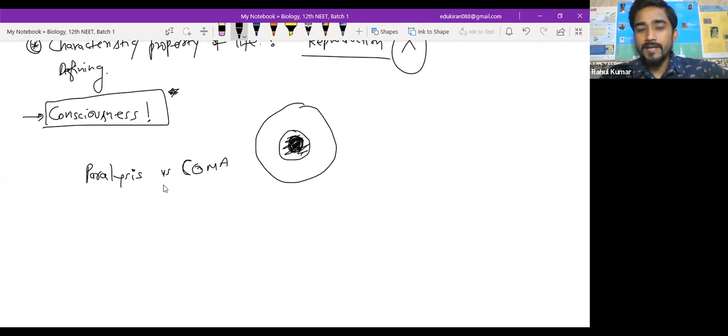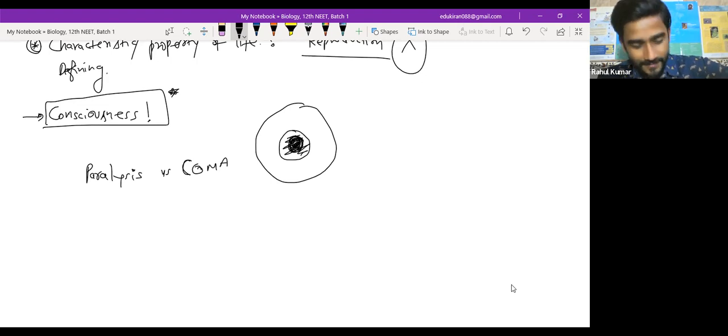So a person in paralysis is also aware about the surroundings, right? But suppose there is a full body paralysis, then the person will not be able to show any locomotor response, any movement. Now, how is it different from coma? Or is it similar to coma? I guess it is similar. Okay, so Saifullah thinks that it's similar. Anyone who believes otherwise?